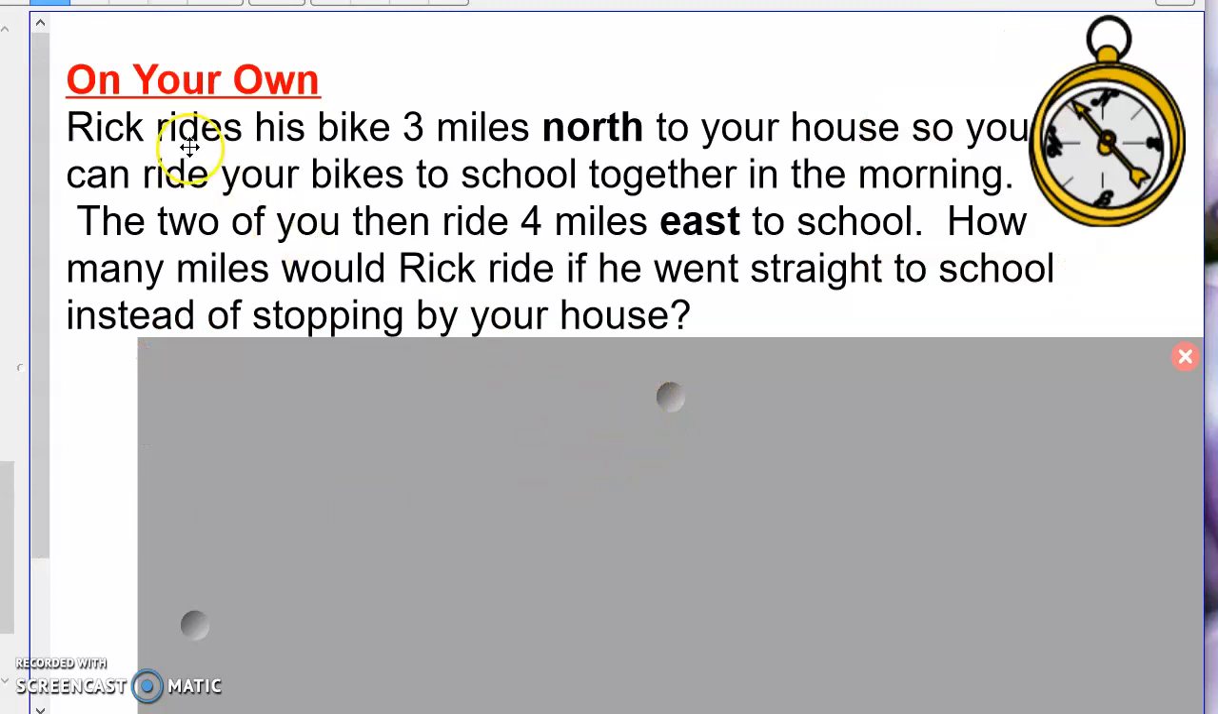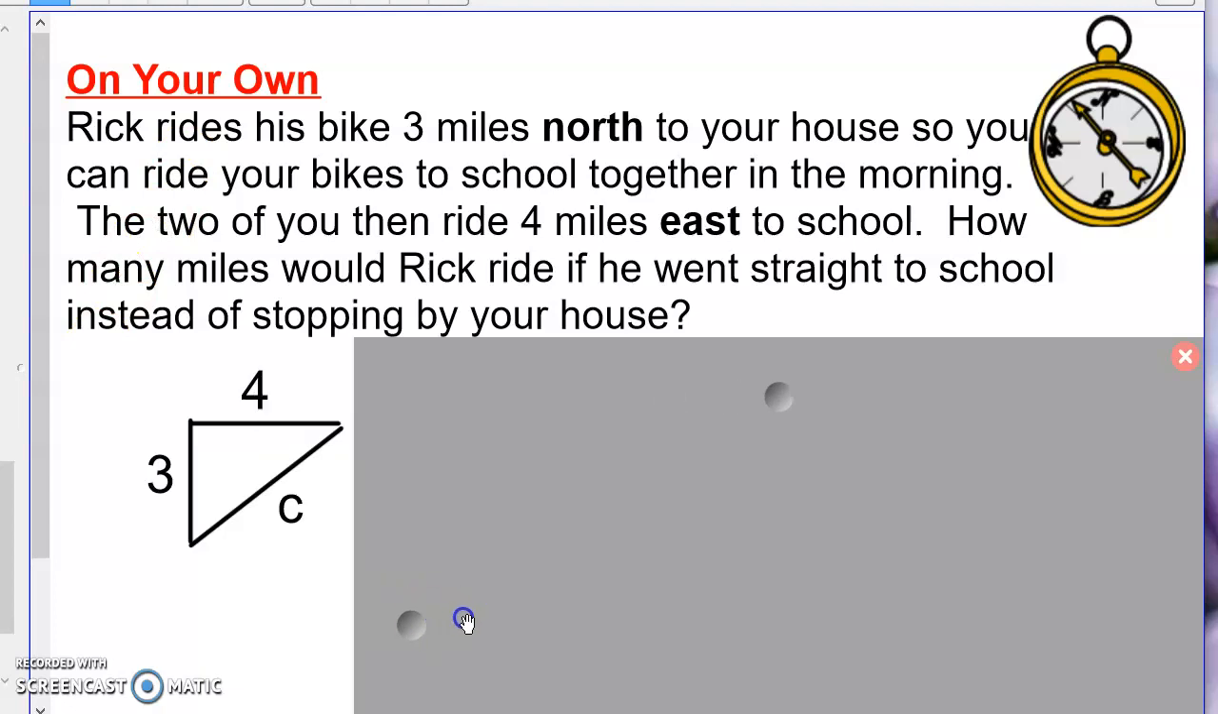All right, to check this one, Rick rides his bike 3 miles north to your house so you can ride your bikes to school together in the morning. The two of you then ride 4 miles east to school. How many miles would Rick ride if he went straight to school instead of stopping by your house? So first I made a little picture.